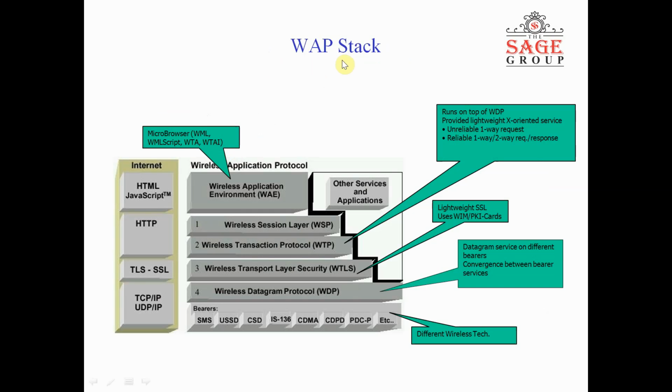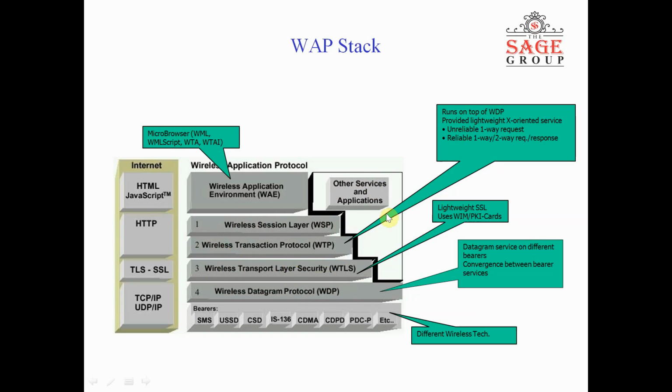This is the basic stack diagram of WAP. Here there are 5 layers. First layer is the wireless application environment. Second, the wireless session layer. Third, the wireless transport layer. Fourth, wireless transport layer security. And fifth is the wireless datagram protocol. These are the basic applications of WAP.